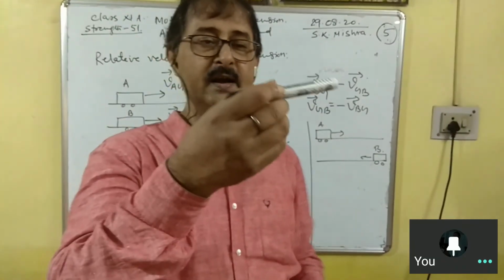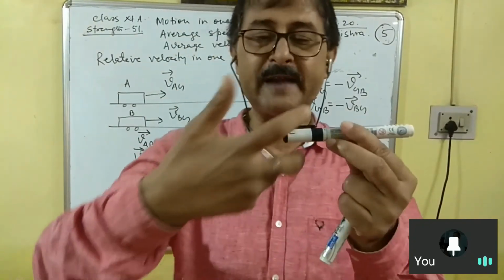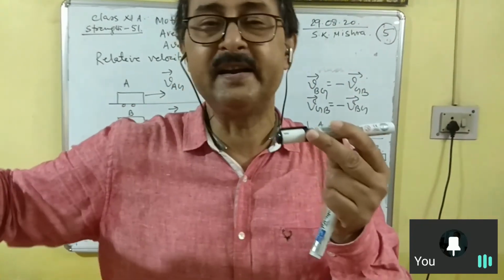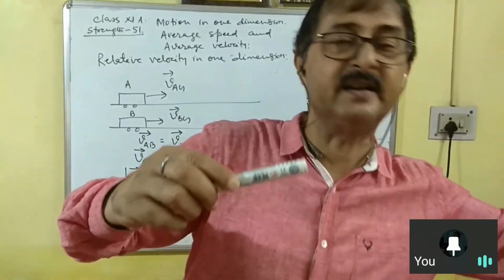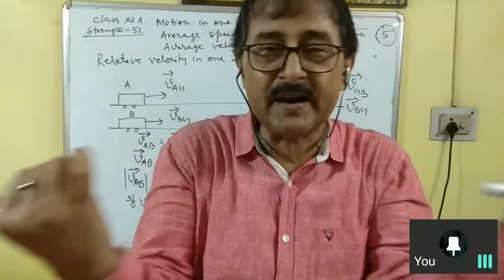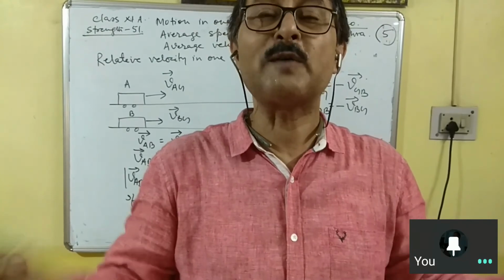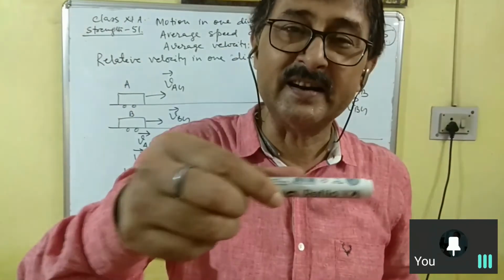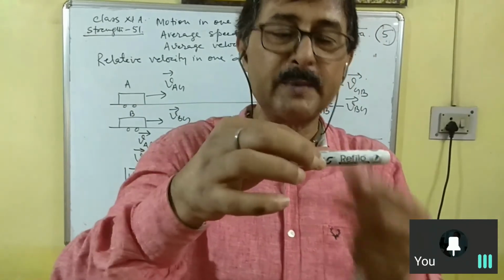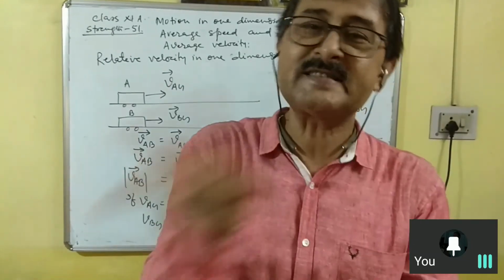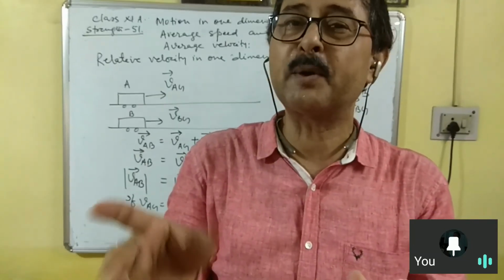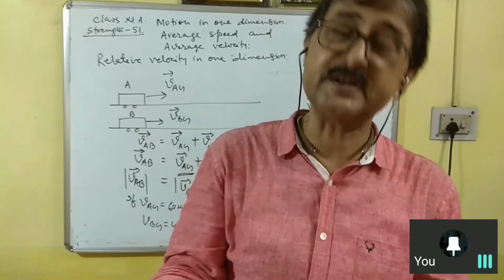Suppose someone is applying a force of 10 Newton towards this side, and another person is applying a force of 5 Newton towards this side. So now the two forces are in opposite directions. What will be the net resultant? The resultant force on the body will be 10 minus 5. So you are just subtracting. Why subtracting? Because the two vectors are in opposite directions.